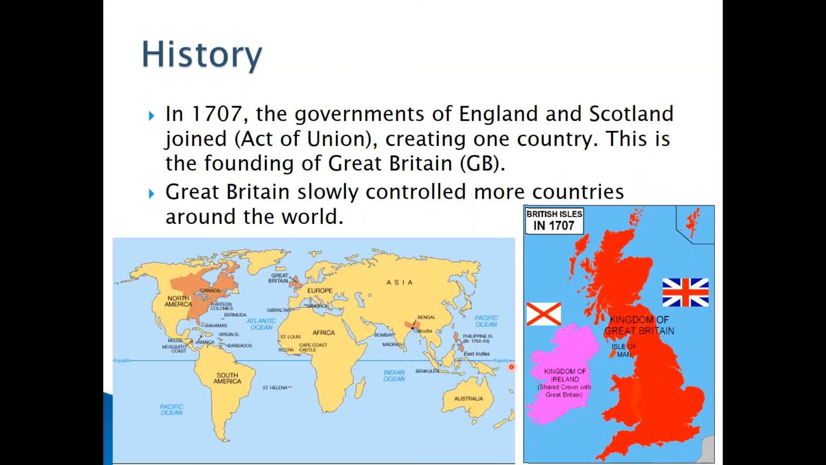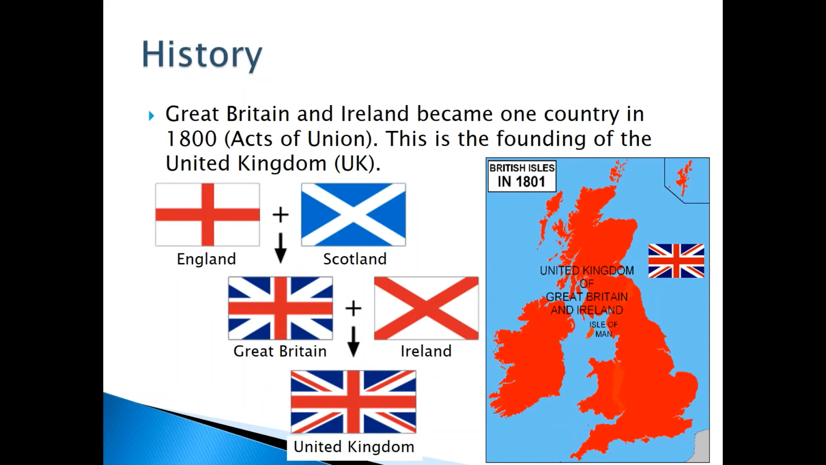Great Britain slowly controlled more countries around the world. So they had more land in North America, more land in Asia, and in Africa. Great Britain and Ireland became one country in 1800. This is the founding of the United Kingdom of Great Britain and Ireland.